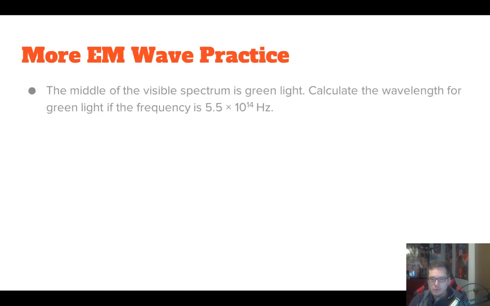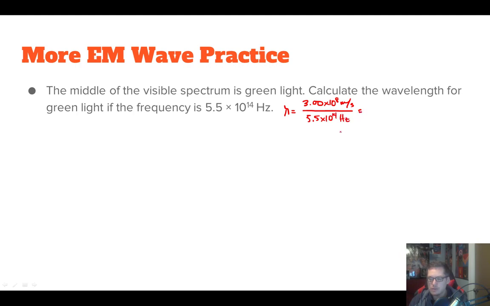All right, let's do some more practice. It says the middle of the visible spectrum is green light. Calculate the wavelength for the green light if the frequency is 5.5 times 10 to the 14th hertz. So it's the same exact math here. This should be easy. Our wavelength is equal to 3.00 times 10 to the 8th meters per second, and then our frequency is 5.5 times 10 to the 14th hertz.